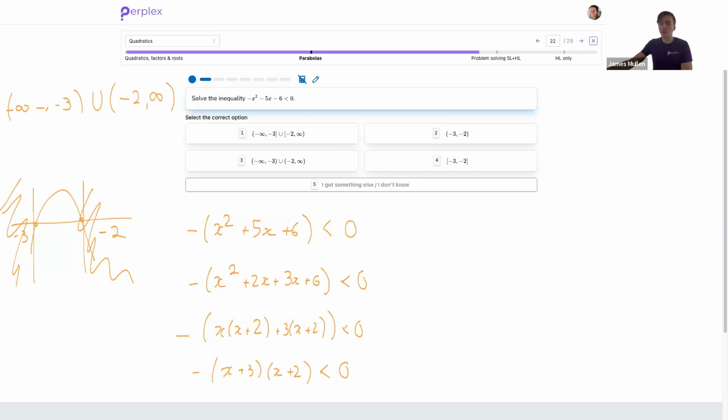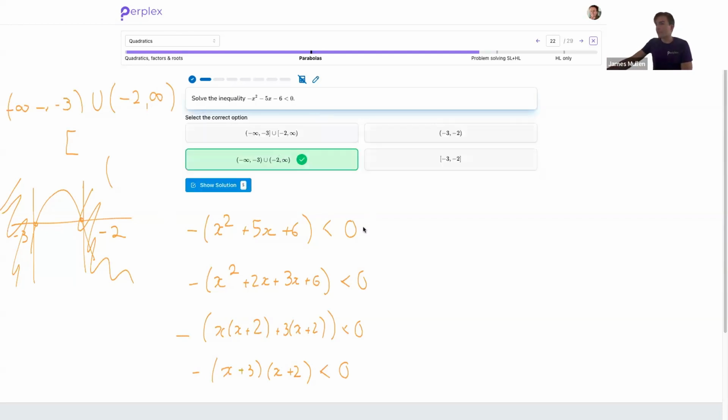If you're not already familiar with this bracket notation, it's just a way of denoting an interval. I use square brackets for an interval that is inclusive, and normal brackets for an interval that's exclusive. So in this case, I want to exclude negative 3 and negative 2 because I have less than and not less than or equal to. So the answer is going to be number 3.